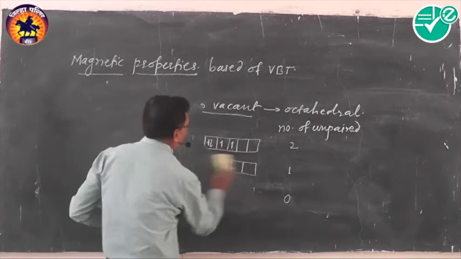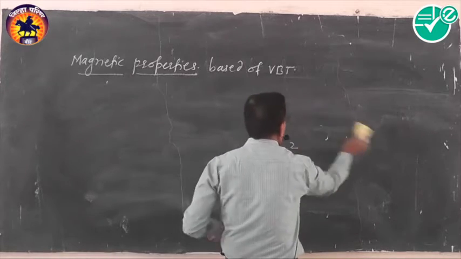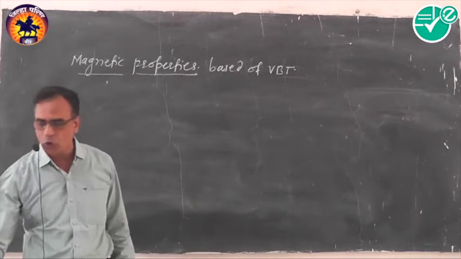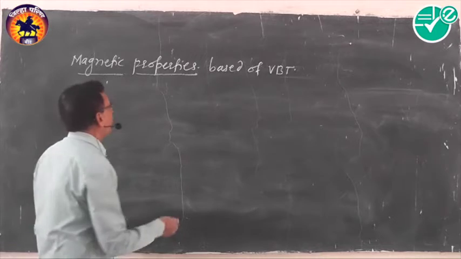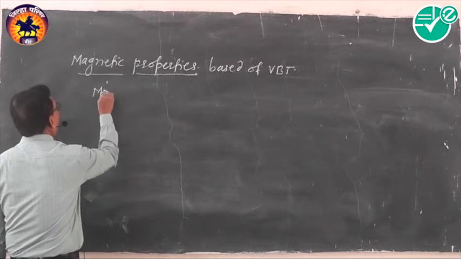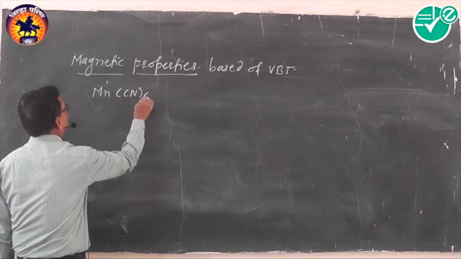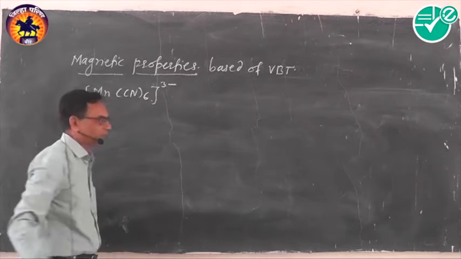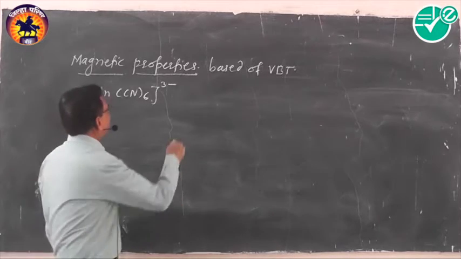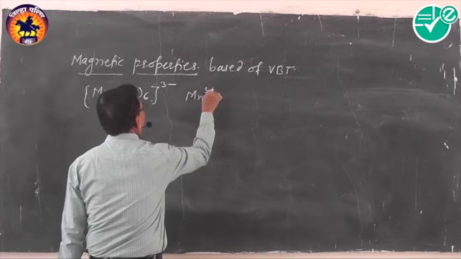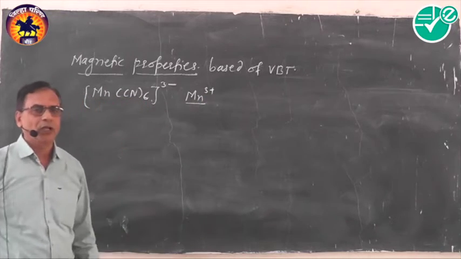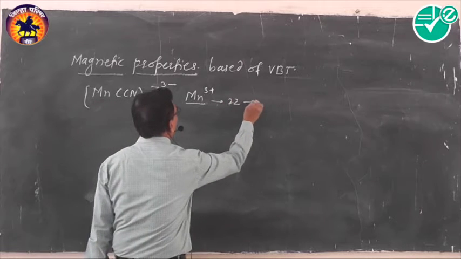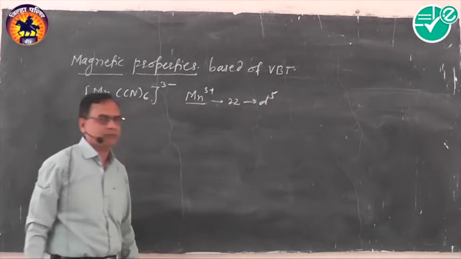Now we have to see the magnetic behavior of some complexes. And we have to write all the structural features of these complexes which are not given in the book. First of all, let us see about MnCN6 3 minus. This Mn3 plus, it has atomic number 25. When it loses 3 electrons, it has 22 electrons and it is a D5 case.